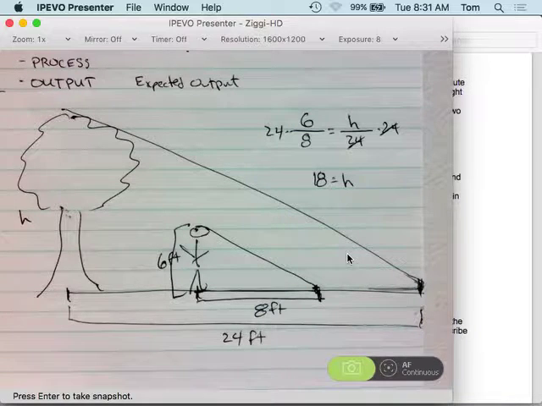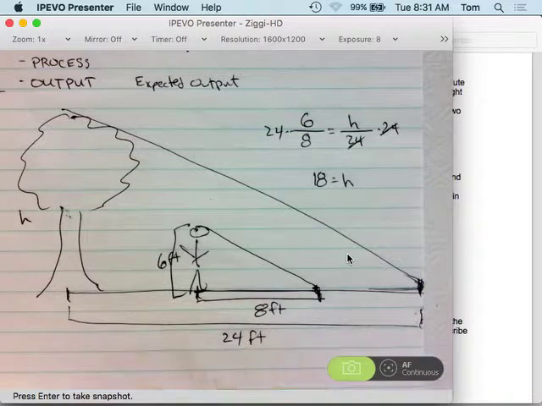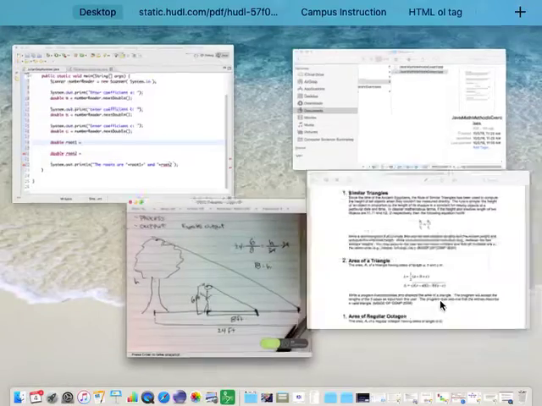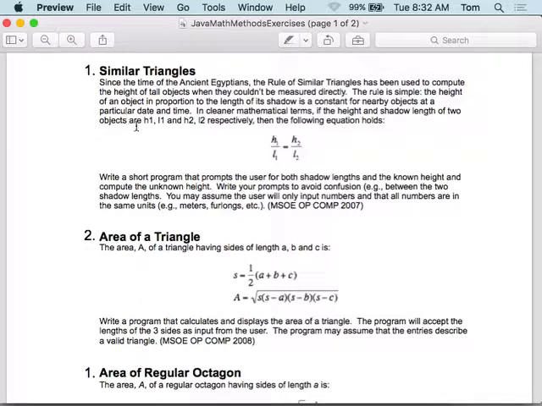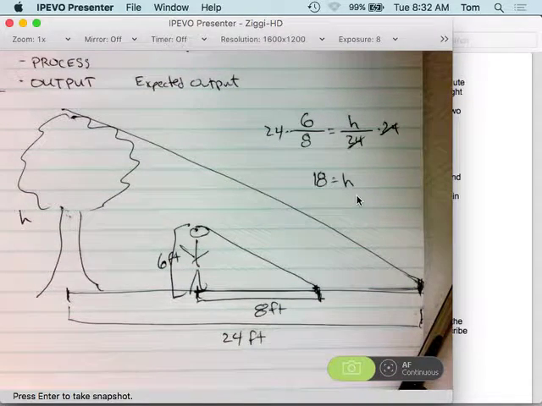So why are we doing this? I'm just trying to give you guys data that you can use for that problem. When you're doing this problem, you're going to write a short program that prompts the user for both shadow lengths and the known height. The shadow length of the tree was 24 feet, the shadow length of me was 8 feet, and the known height was me, 6 feet. And I'm telling you now that when you put those things in, you should get 18 feet back for the height of the tree.